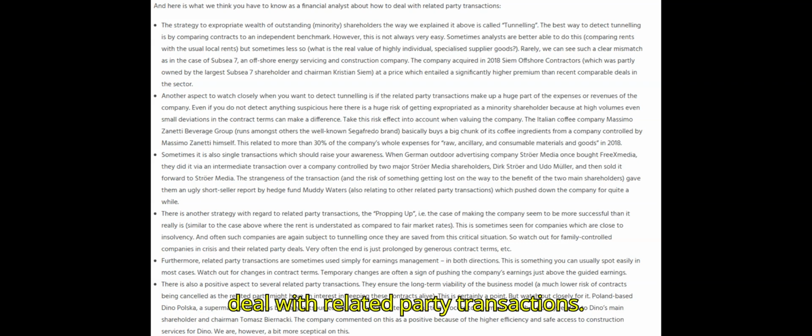The strategy to expropriate wealth of outside, minority, shareholders the way we explained it above is called tunneling. The best way to detect tunneling is by comparing contracts to an independent benchmark. However, this is not always very easy. Sometimes analysts are better able to do this, comparing rents with the usual local rents, but sometimes less so. What is the real value of highly individual, specialized supplier goods? Rarely we can see such a clear mismatch as in the case of Subsea 7, an offshore energy servicing and construction company.